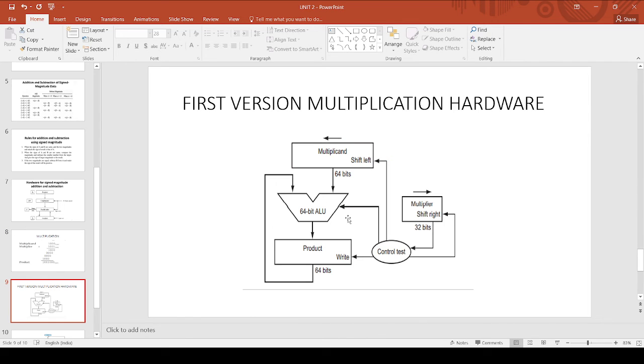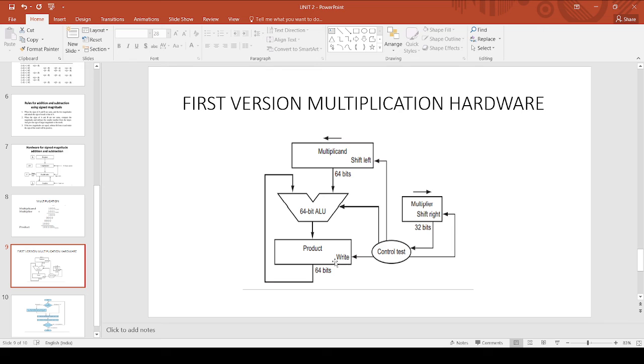This is the circuit used for multiplication. Initially the product is set to 0. The multiplicand is loaded in the accumulator register, and the multiplier value is loaded in a shift register. We check the multiplier value. If it is 1, the multiplicand is added in this arithmetic logic unit with the initial product value, that is, it is added with 0, and the result is stored in the product. Then the multiplicand is shifted to the left by 1 bit. At the same time, the multiplier is shifted to the right by 1 bit.